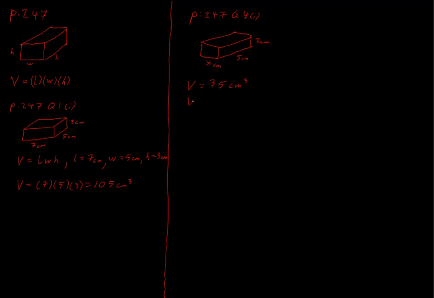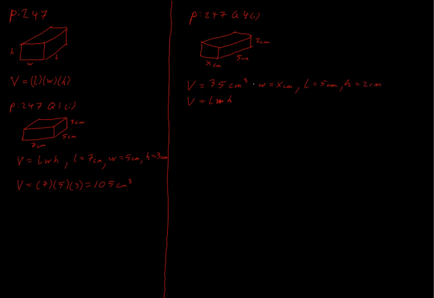So I have my volume is going to be equal to length by width by height. Length by width by height. And now I'm going to write down the information that I know. So I have volume is 35 centimeters cubed. My width is going to be x centimeters. My length is going to be 5 centimeters. And my height is going to be 2 centimeters.